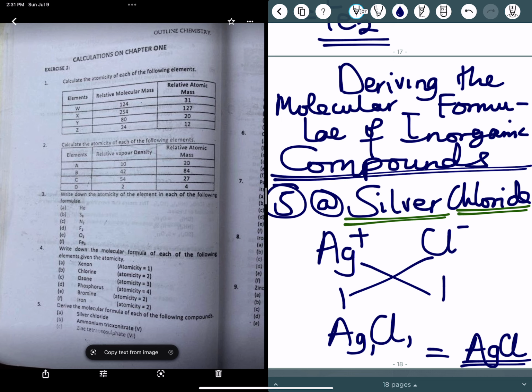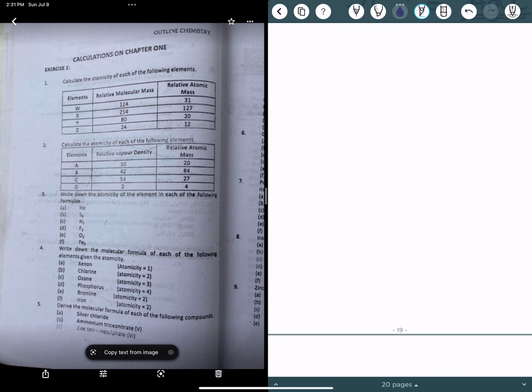AgCl, because in chemistry we don't write our 1. Compounds contain elements that just appear once. We don't write the 1 beside them. So that's the molecular formula of silver chloride. Let's be faster. B is what? Ammonium trioxonitrate 5.